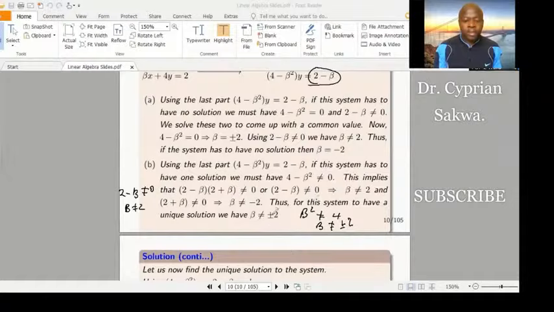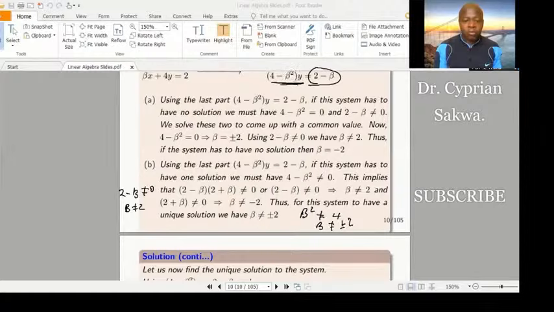Because if beta is plus two, then this part will be zero, and once this part is zero, the system will not have one solution. Remember that if this part is zero and this is non-zero, then this system has no solution. And if this part is zero and this is zero, then the system has infinitely many solutions. So we just need this part to be not equal to zero.